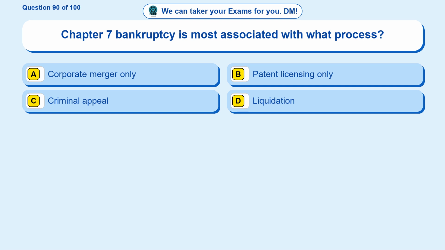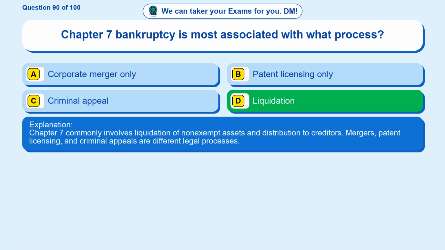Question 90. Chapter 7 bankruptcy is most associated with what process? Option A, corporate merger only. Option B, patent licensing only. Option C, criminal appeal. Option D, liquidation. The correct answer is option D. Liquidation. Chapter 7 commonly involves liquidation of non-exempt assets and distribution to creditors. Mergers, patent licensing, and criminal appeals are different legal processes.